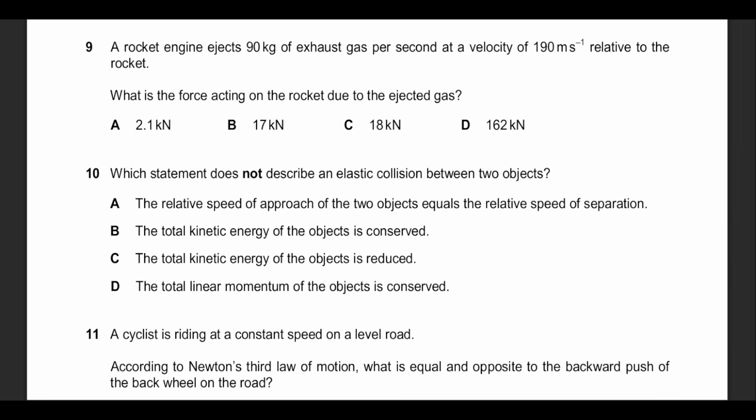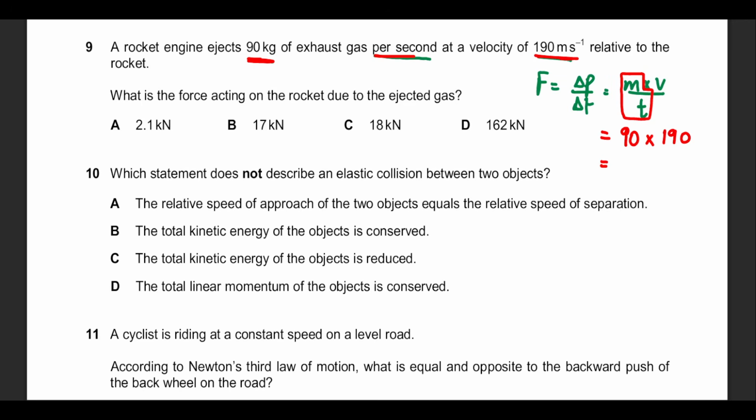Question 9. It says a rocket engine ejects 90 kg of exhaust gas per second. This is important, at a velocity of 190 relative to the rocket. What is the force acting on the rocket due to the ejected gas? So this is simple: F equals change in momentum divided by time, which will be m multiplied by v divided by t. Now you need to fit things into this equation. Notice that this is 90 kg per second, so m by t is given to you. So this should be 90 multiplied by the v given in the question, which is 190. This gives us 17,100 newtons. And this becomes option B.